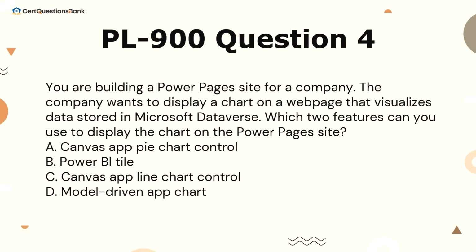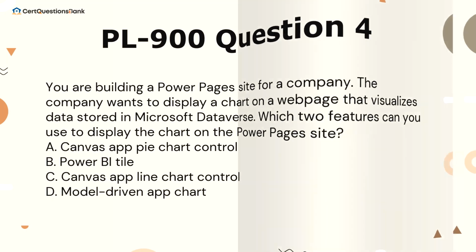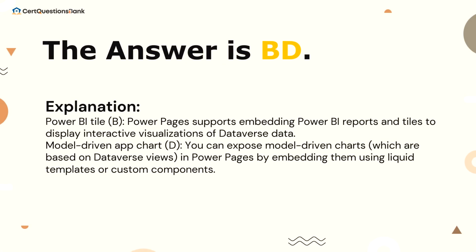You are building a Power Pages site for a company. The company wants to display a chart on a web page that visualizes data stored in Microsoft Dataverse. Which two features can you use to display the chart on the Power Pages site? A. Canvas App Pie Chart Control. B. Power BI Tile. C. Canvas App Line Chart Control. D. Model-Driven App Chart. The answer is B and D.